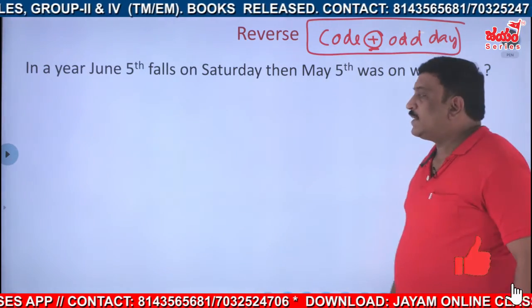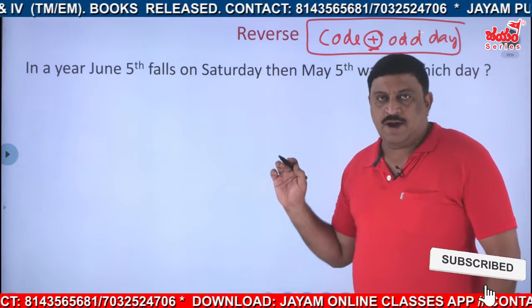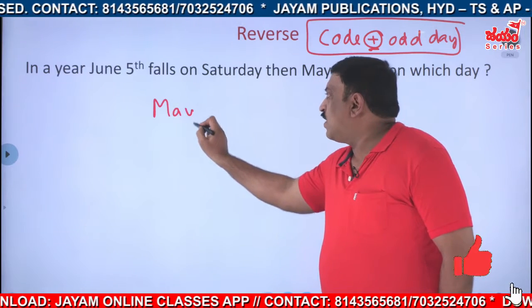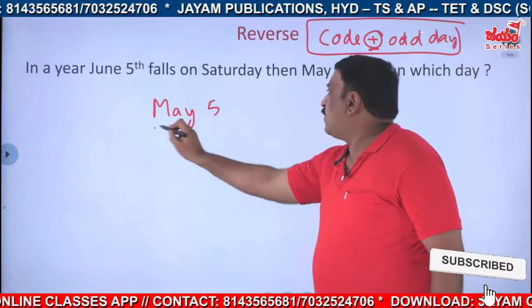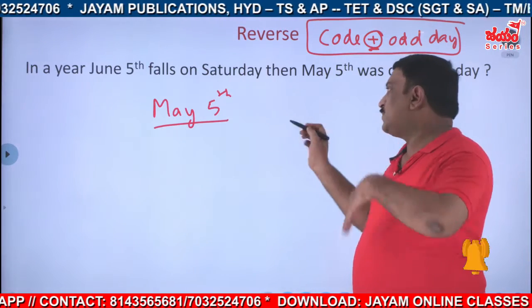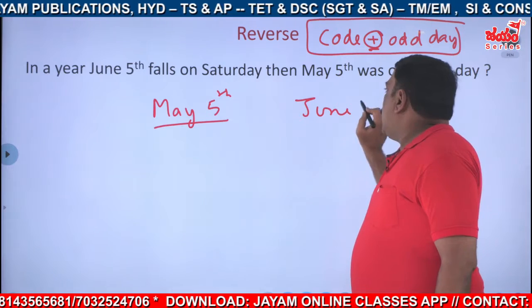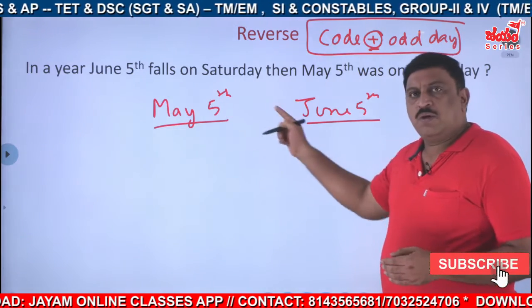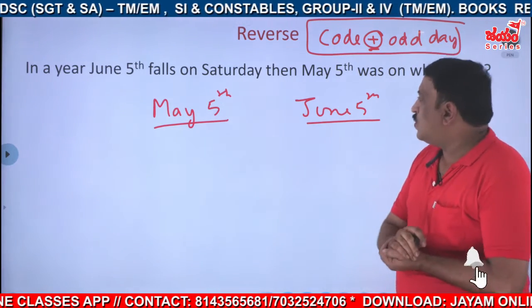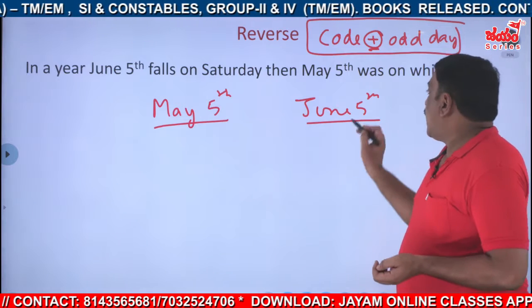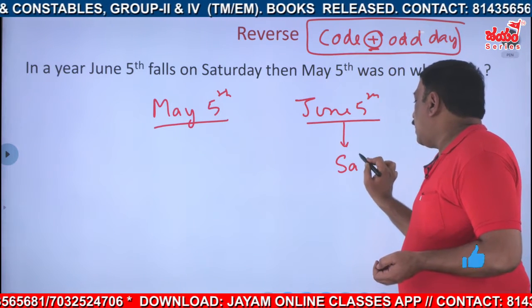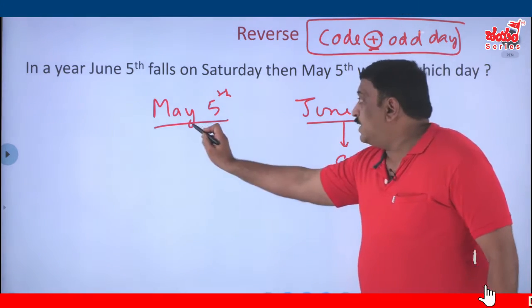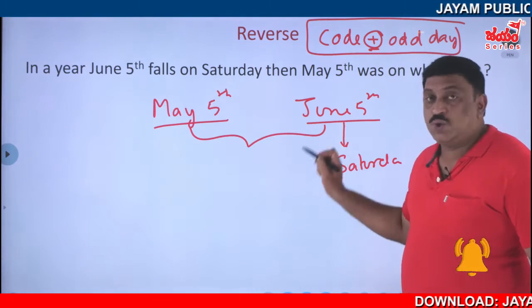Again, the concept is May 5th, right? Whenever previous is given, you write May 5th as the initial, and the next month is June according to the calendar. According to the calendar, we have to write the months, right? May 5th to June 5th. Fine. June 5th is given as Saturday, right? Our code we don't know, but it is May 5th to, sorry, June 5th.